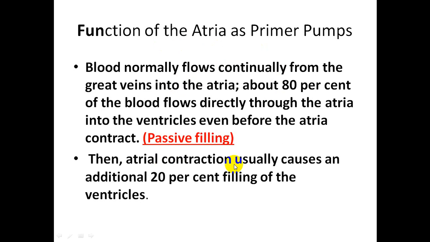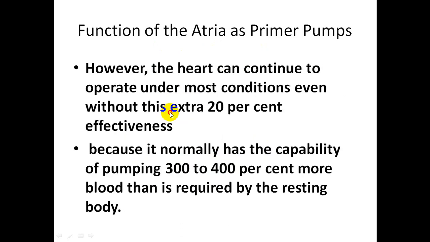The atria contracting usually causes an additional 20% of filling. This is the last stage of filling, due to the contraction of atria, which constitutes about 15 to 20% of the filling of the heart, while passive filling is the main proportion of ventricular filling. However, the heart can continue to operate under most conditions even without this extra 20%.